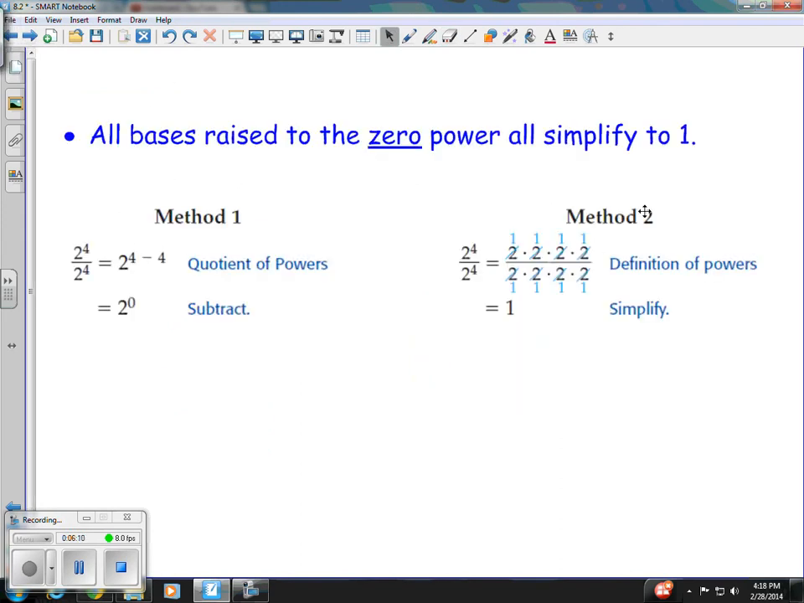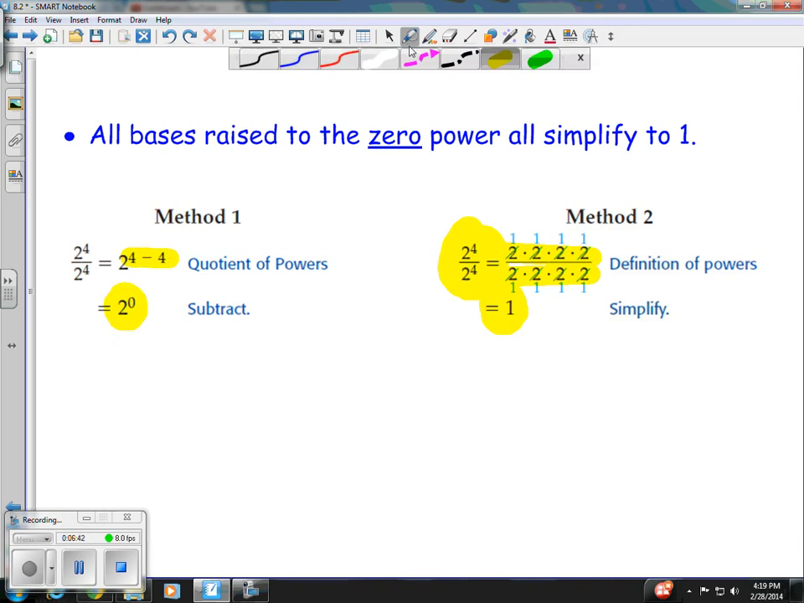Alright, and you don't have to rewrite this rule. You already have it. It says all bases raised to the 0 power simplify to 1. This just kind of proves why it does. Okay, so look over here at the right side with me. If you have 2 to the 4th power over 2 to the 4th power, you have 4 2's on top, 4 2's on the bottom, and they all cancel each other out. And 2 divided by 2 gives you 1. So over here, if you do 4 minus 4 gives you 2 to the 0 power, that would simplify down to just 1.